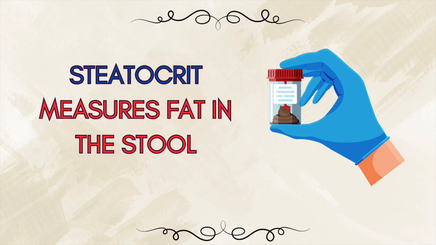So also, we assess fat absorption that's related to the pancreas. What is that? To put it simply, if your stool is greasy and it floats, then you may have a problem with fat absorption. And it's evaluated using a marker called steatocrit. So when steatocrit is elevated, it signals issues with bile acid absorption or with pancreatic dysfunction.